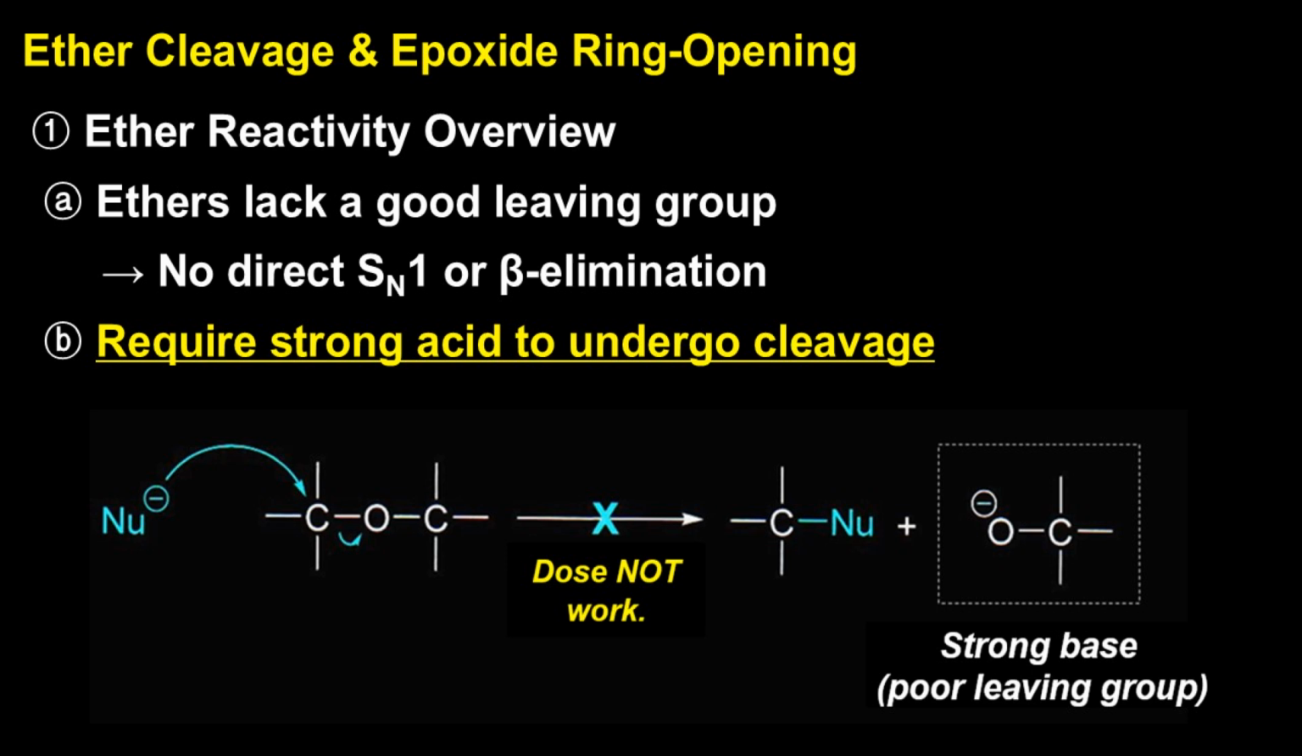So if we want to break an ether, we need to activate it first. And the way to do that is with a strong acid. Only under acidic conditions can the ether oxygen be protonated, and once that happens, everything changes. The oxygen becomes reactive, and cleaving the C-O bond finally becomes possible.